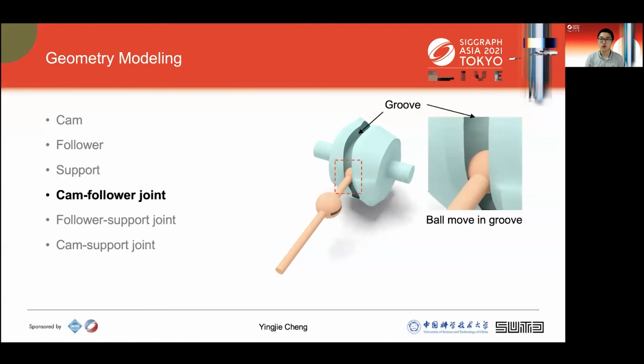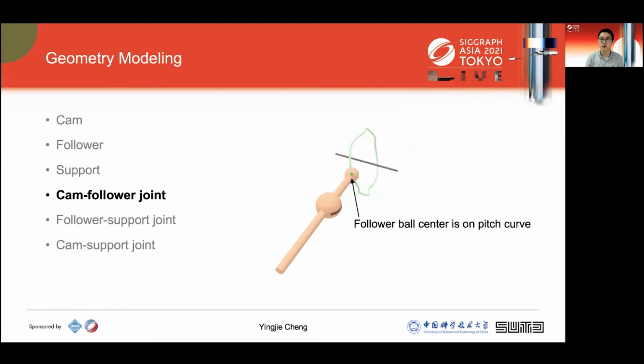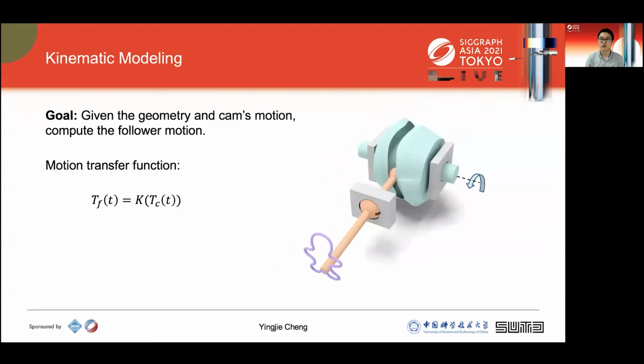This joint is a ball moving groove joint. The groove is a swept surface from the moving follower ball, and it's always tangential to it. The center line of the groove is called the pitch curve. We can model the groove as a tube around the pitch curve. After that, the 3D cam geometry is modeled as a watertight surface that holds the groove surface. And the center of the follower ball is always on the pitch curve.